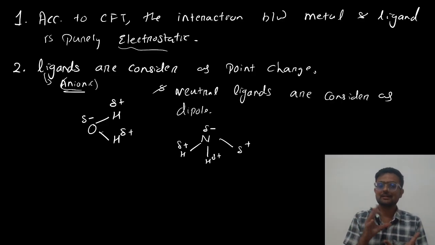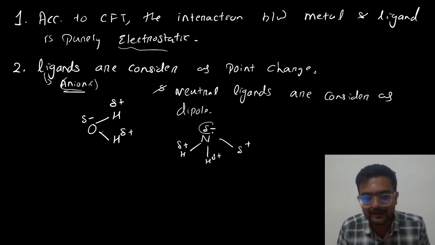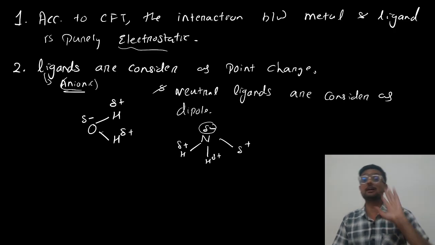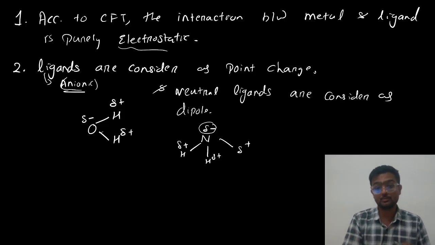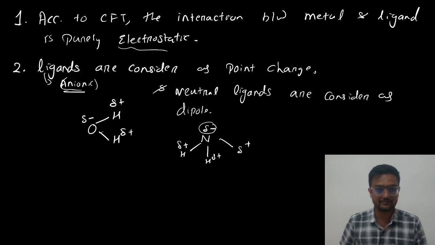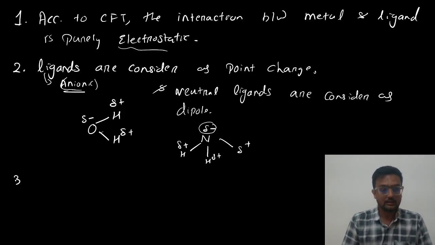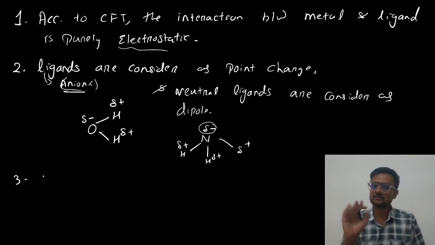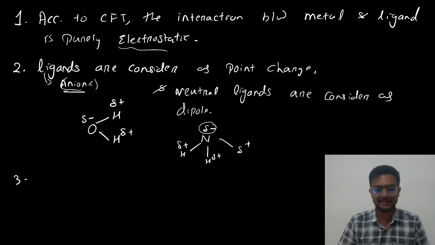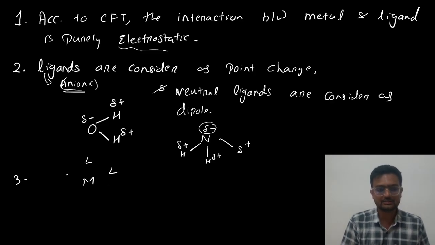And there will be interaction between the negative end of this dipole and the positive part of the metal, because we all know that metals are electropositive species, right? They are electropositive in nature. Now, ligands will surround the metal. Metals are always present in the center. Let's say I have a metal present over here. The ligand will try to surround this metal from all directions, right? It will try to approach the metal from all directions.